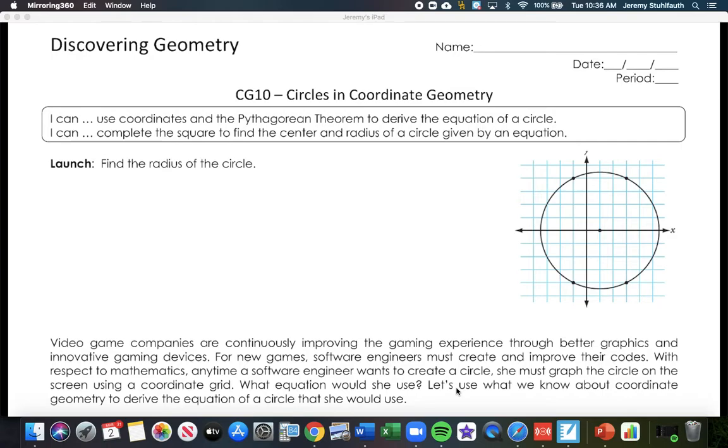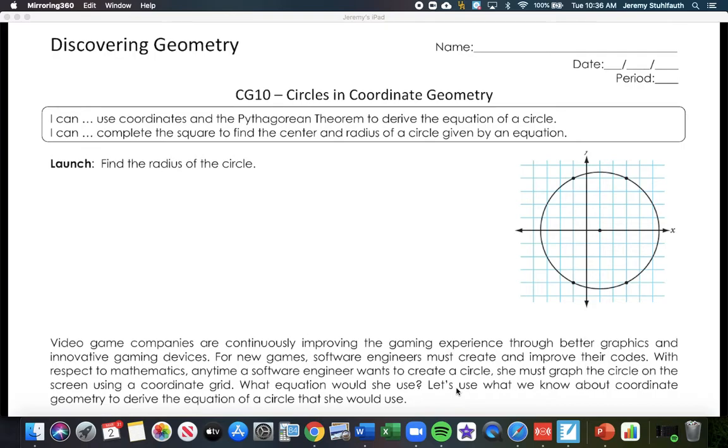Let's take a look at finding the equation of a circle given the center and the radius, and also finding the center and radius of a circle when given the equation. This is a refresher on how to write the equation of a circle and how to use that information to figure out the center and radius. We're going to use the Pythagorean theorem to come up with the equation for a circle.